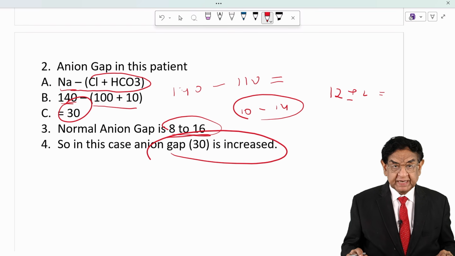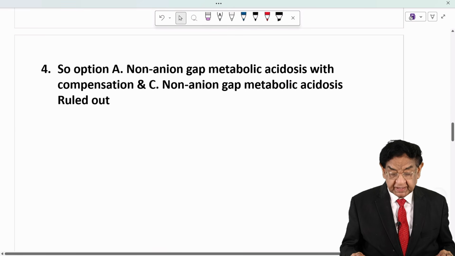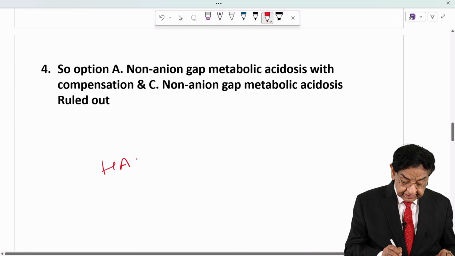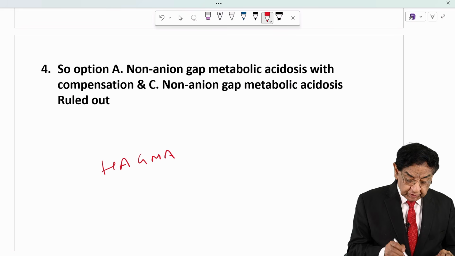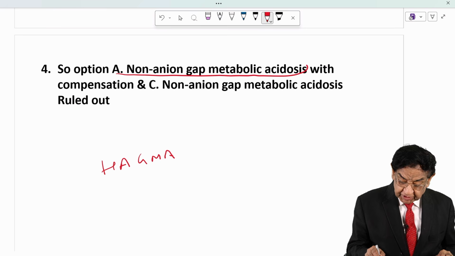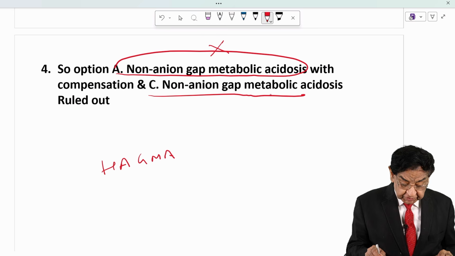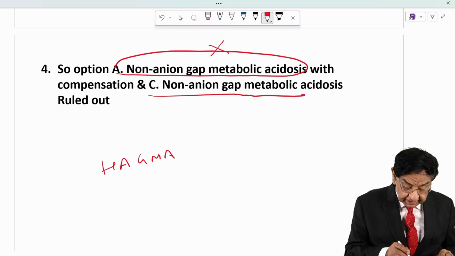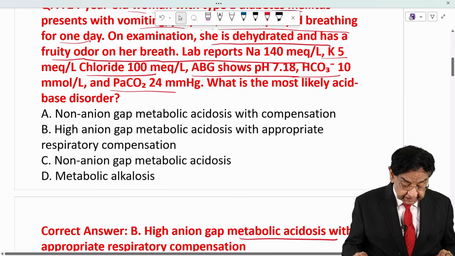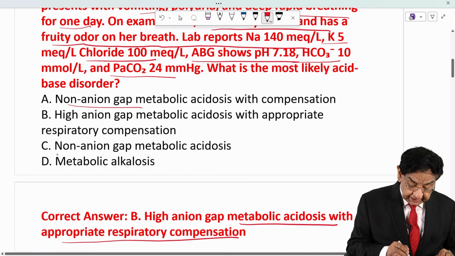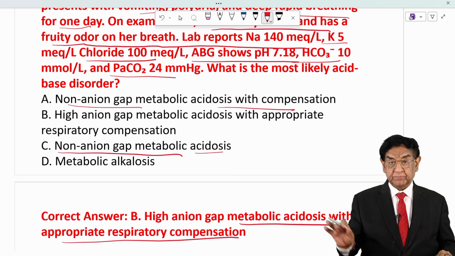So we are getting a low bicarb and increased anion gap. So we are getting high anion gap metabolic acidosis as we calculated in the previous slide. So in this case, option A, which is a non-anion gap metabolic acidosis, is ruled out. And C, non-anion gap metabolic acidosis, with compensation or normal, both are ruled out because this is a case of high anion gap metabolic acidosis.